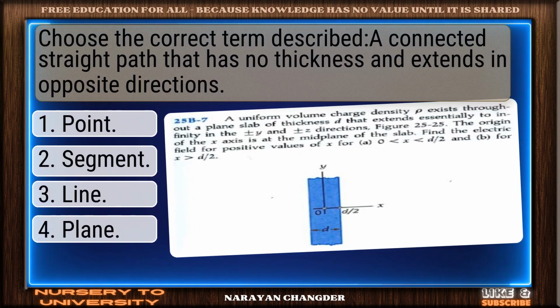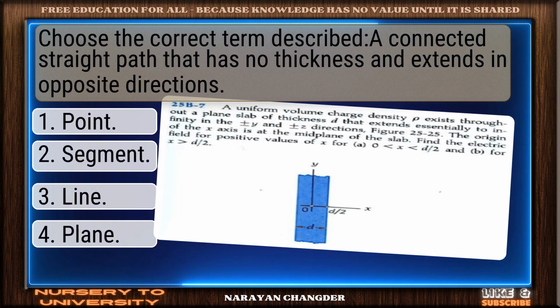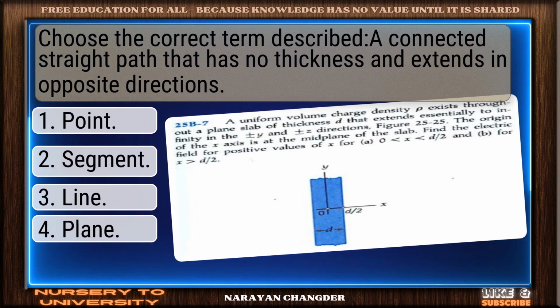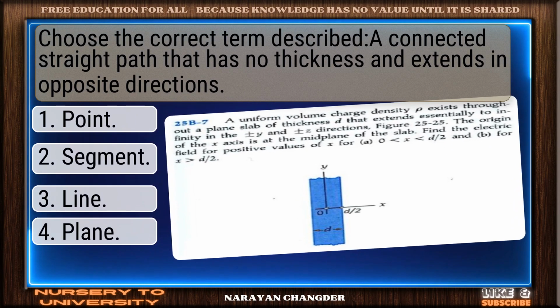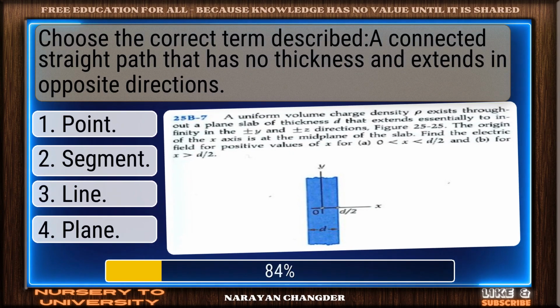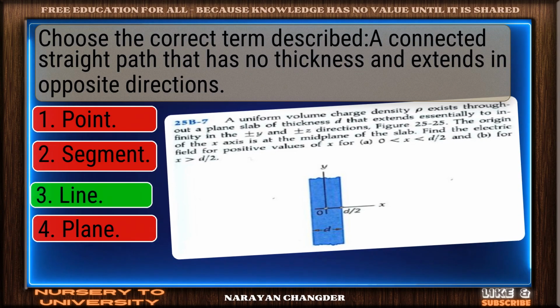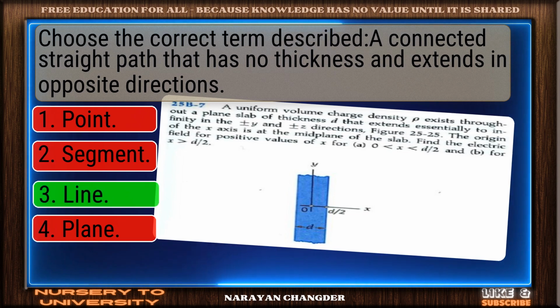Question number 19. Choose the correct term described. A connected straight path that has no thickness and extends in opposite directions. Good job. Your answer line works well here.